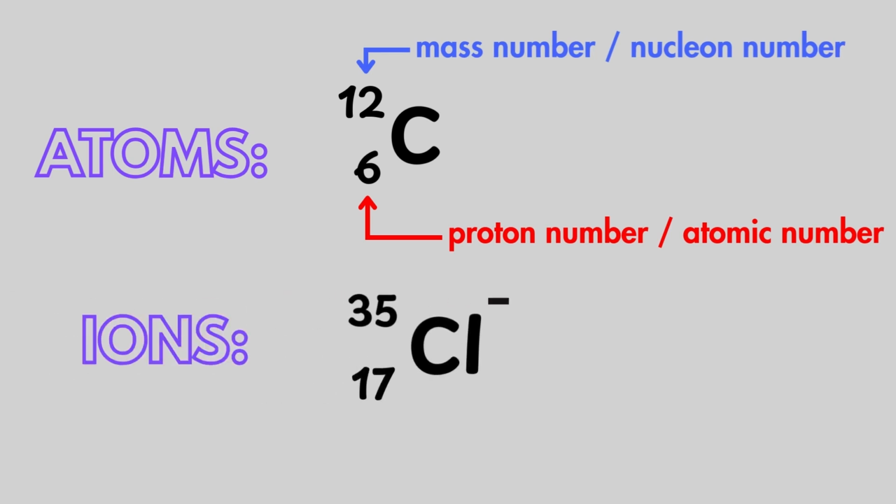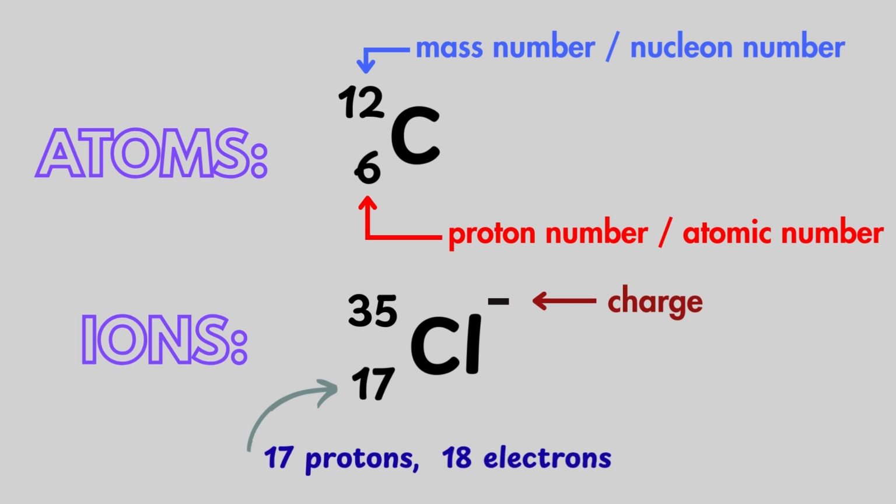Ions look similar, but there is a charge on the top right of the element name. In this case, chlorine has 17 protons, but since it has a 1 negative charge, it will have 18 electrons. That is, it has 1 more electron than proton.